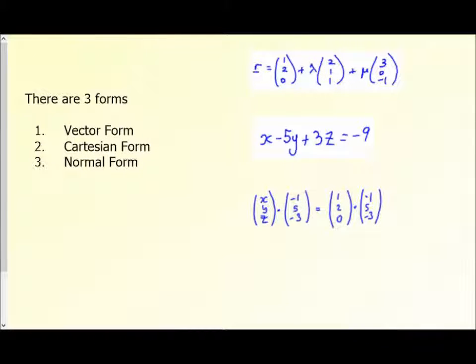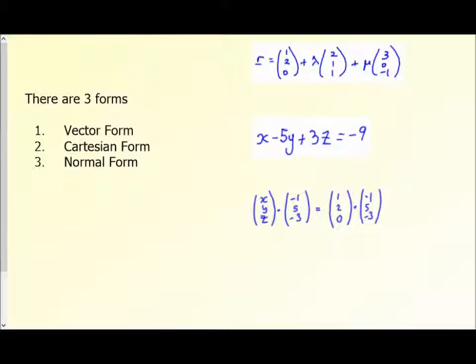So this is the second lesson on the vector of a plane. Just to remind you what we learned last time, we saw the three different forms of the equation of a plane. First of all, the vector equation of a plane here. Then we saw the Cartesian form, and then finally we saw the normal form of a plane. What we're going to do in this lesson is have a look at a few examples and see how we use those different forms.